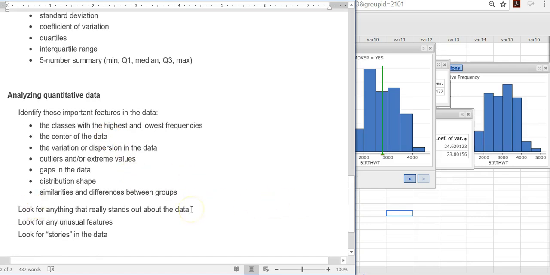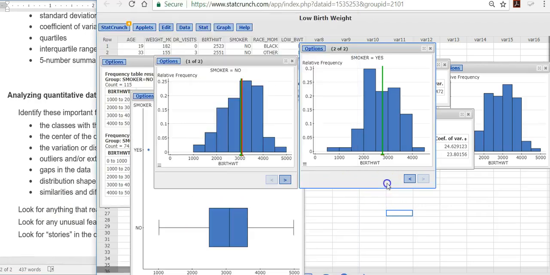And then another thing that you want to think about is anything that really stands out about the data. So in this data, what really stood out to me was the difference in where the weights were for the smokers' babies versus the non-smokers' babies. The fact that the smokers' babies had this really high bar that was so much lower than the highest frequency bar for the non-smokers. That was one thing that really stood out. And the fact that this highest frequency bar for the smokers would be ones who are considered low birth weight.